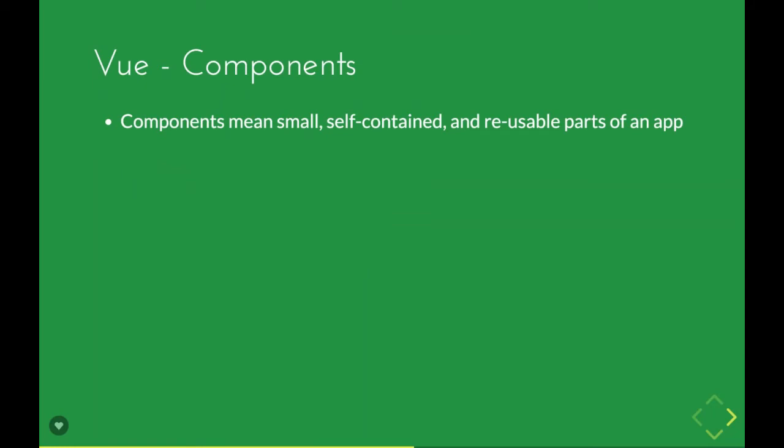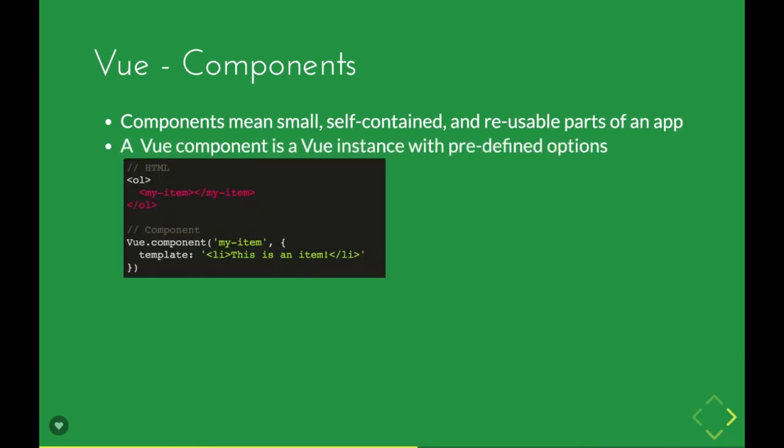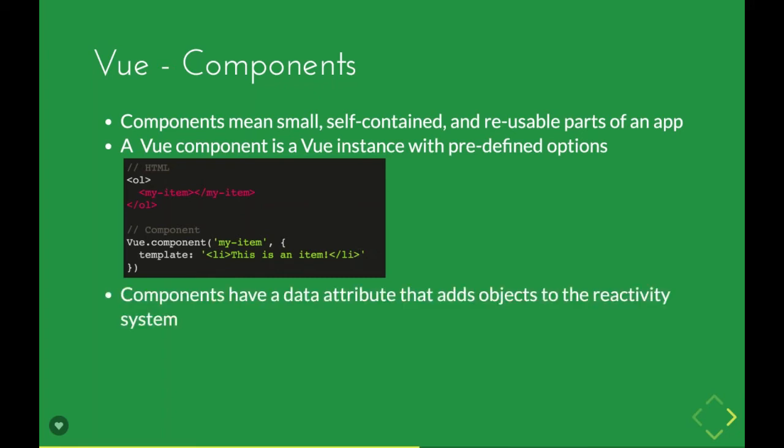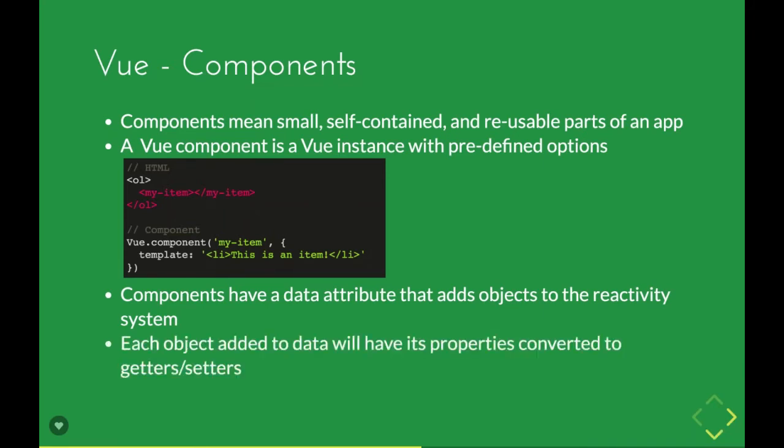Now, components, of course, just like with the other pieces, right? Small, self-contained, and reusable parts of an application. And we can see just here how we have an ordered list with my item here. And my item, you see here that the template that we provide is just a simple single list item, for example. Now, they have a data attribute, which adds objects to the reactivity system, and I'll talk a little bit about what that reactivity system is. But each object that gets added to data, so instead of this template attribute, it's just a data attribute, will have its properties converted to getters and setters.